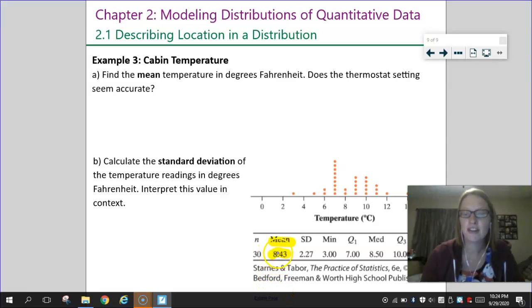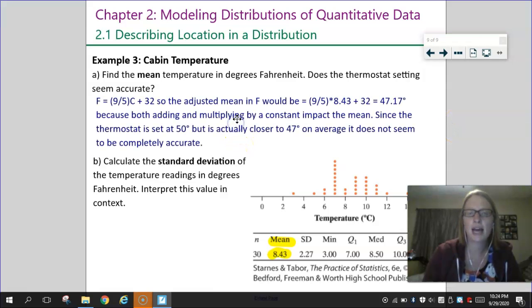I'm going to take 9/5 times my mean in Celsius, so 9/5 multiplied by 8.43, and I'm going to add 32. The reason why I'm going to do both the addition and the multiplication is because I know measures of center are impacted by both things. Measures of center change when we add and when we multiply. So here's my completed answer. You can see I plug in the mean for my degrees Celsius, and I do the equation 9/5 times 8.43 plus 32. That gives me 47 degrees.